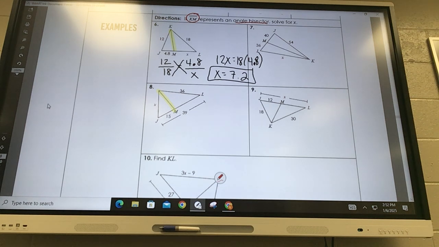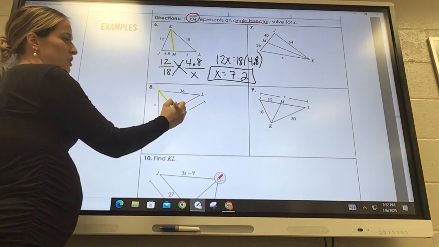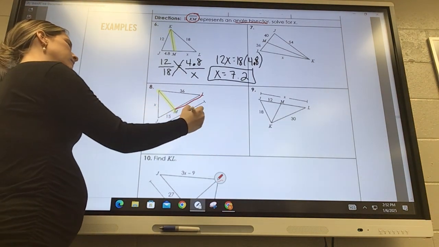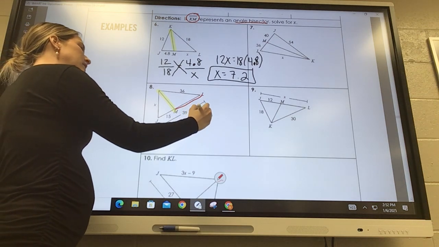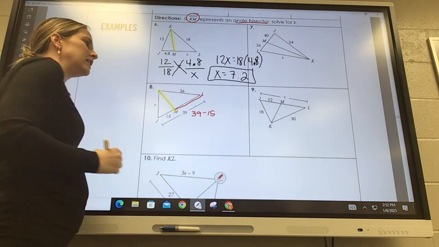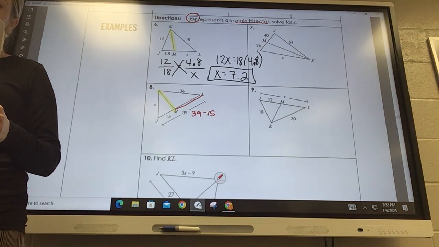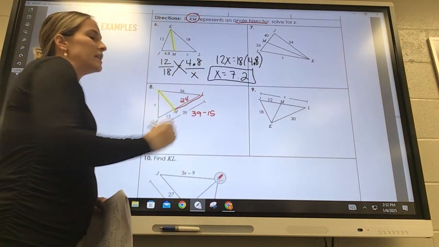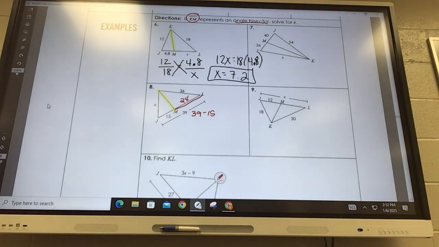Ella? How do I find this section ML, Ella? You subtract 15 from 39. Good. So if I do 39, the whole thing, minus 15, that's going to give me the missing chunk that I need, which is what? 24. Now that I have all my chunks, now I can set up my proportion here.